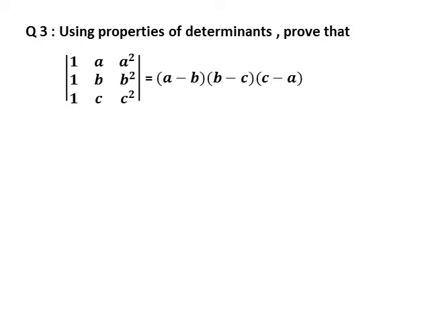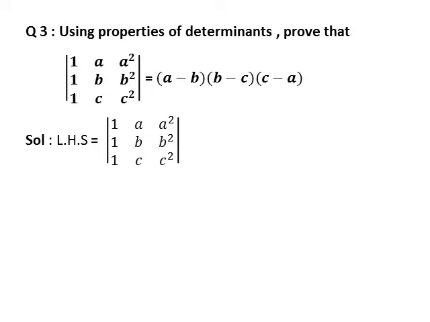Let's take another question. In this question, we have to prove that value of this third order determinant is equal to a minus b multiply with b minus c multiply with c minus a. Let's start with left hand side. First of all, we check if elements of any row or column are multiple of a number, and if so, take that number as common from it. Here, nothing is common from any row or any column, but each element of first column is 1.